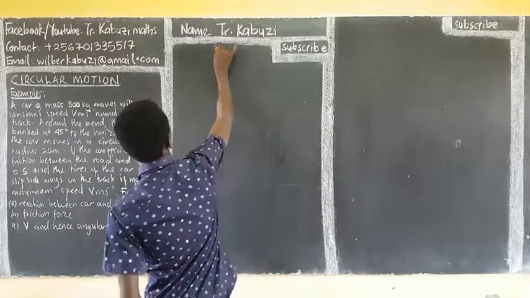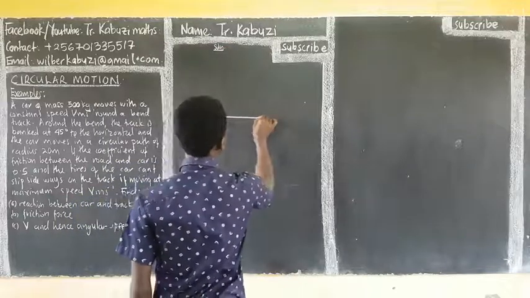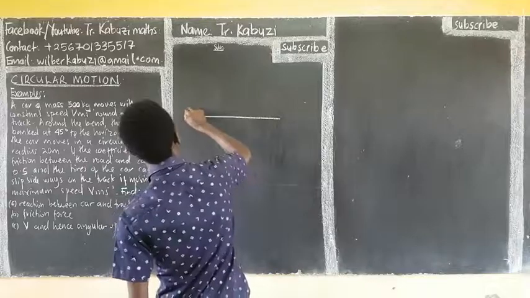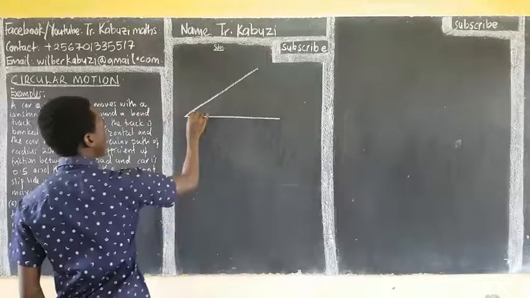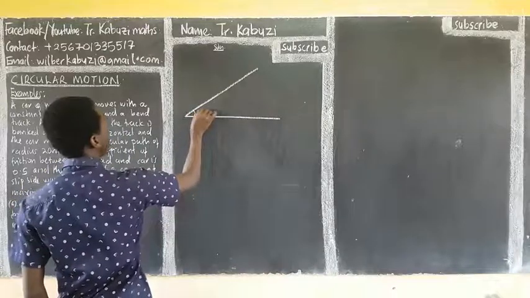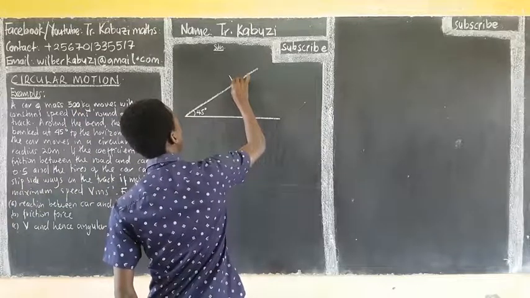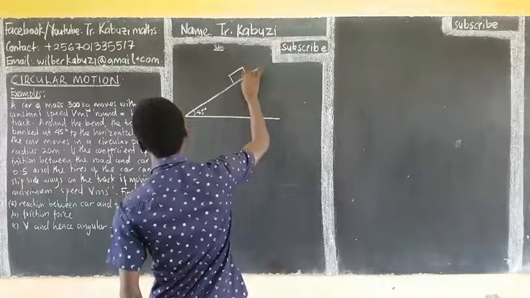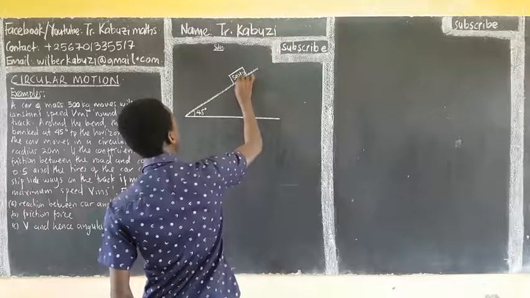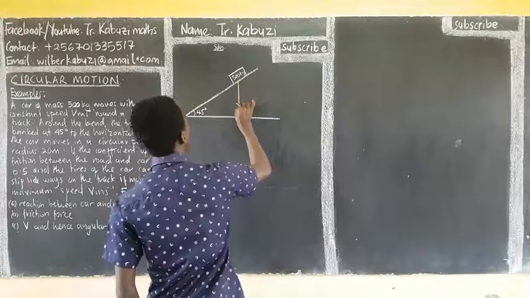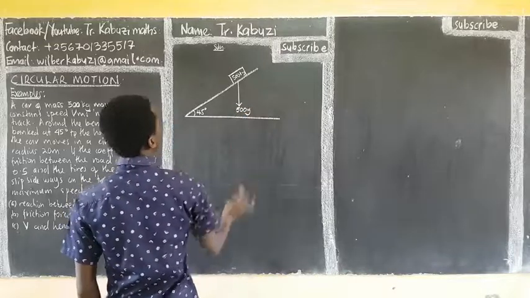So in our solution, this is going to be the first case. This is the horizontal, and then this is going to be the bent track. As simple as that. So this one, I'm telling you, is at 45 degrees to the horizontal. Of course, this is a car. Its mass is 500 kilograms. Of course, because of that mass, we are going to be having what we call the weight.